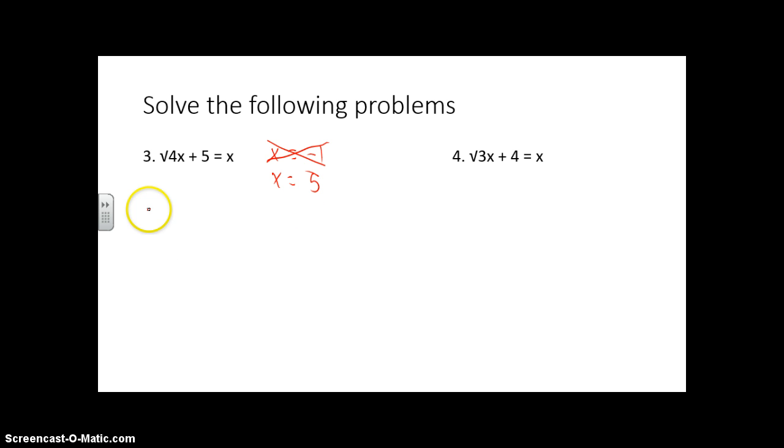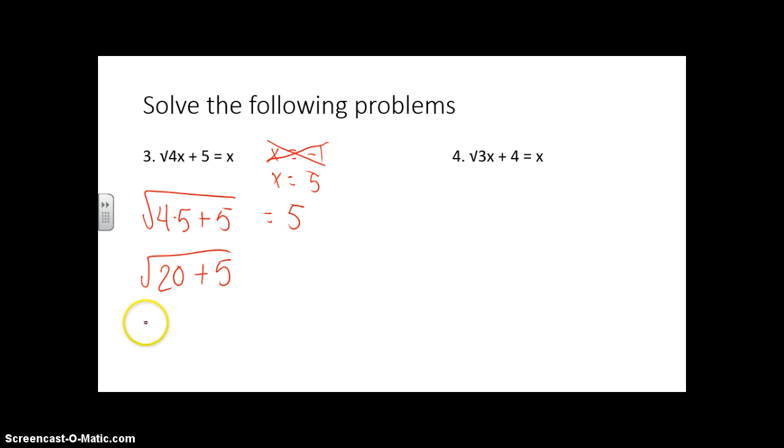So now I'll plug in the square root of 4 times x, now is 5, plus 5. Will that be equal to x, which is 5? Well, let's see. 4 times 5 is 20, plus 5. 20 plus 5 gives me the square root of 25. Is the square root of 25 5? It is. They equal one another. So my solution to number 3 is x equals 5 because they equal one another.